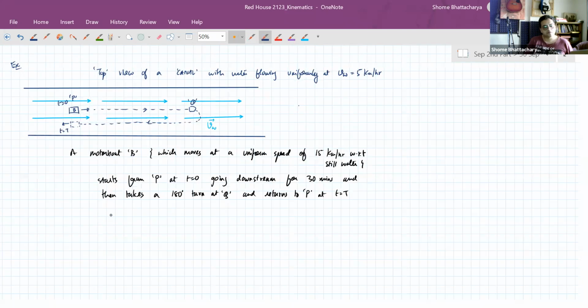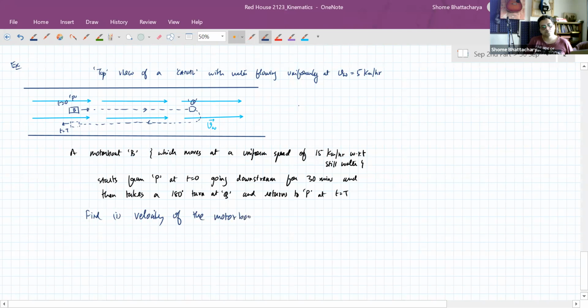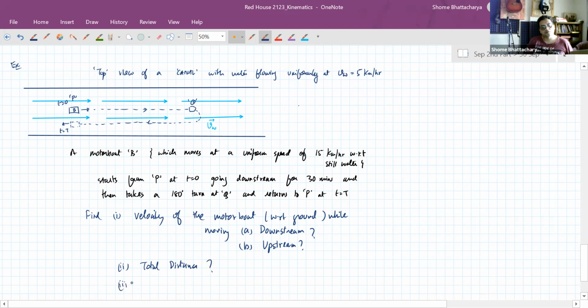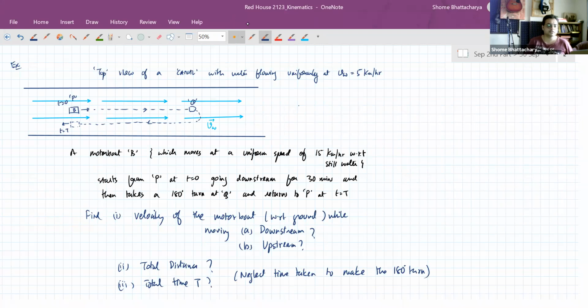So we have to find, first of all, the velocity of the motorboat with respect to ground while moving downstream, while coming back upstream. Total distance, total time. Neglect the time taken to make the 180 degree turn. Assume that it turns instantaneously, hardly takes any time for that.